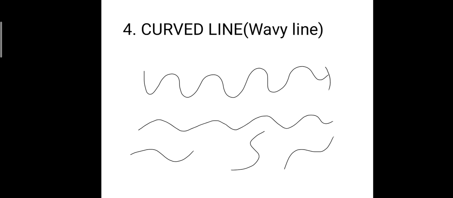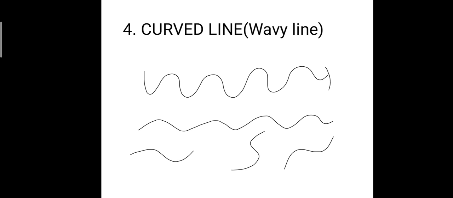Now another type of line is the curved line. Okay, and its another name is wavy line. Wavy means which have waves. Waves, what are waves? Waves are found in oceans and seas. If you have ever gone to beaches, to Mumbai or Goa or Chennai, where there is sea, you have seen waves coming to touch your feet.